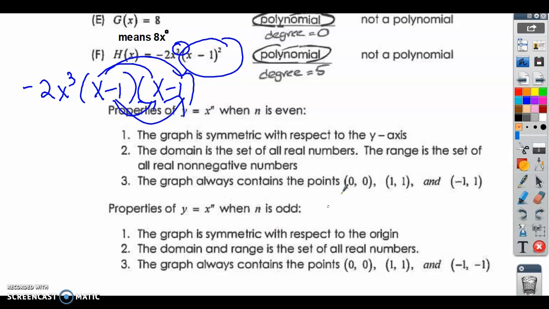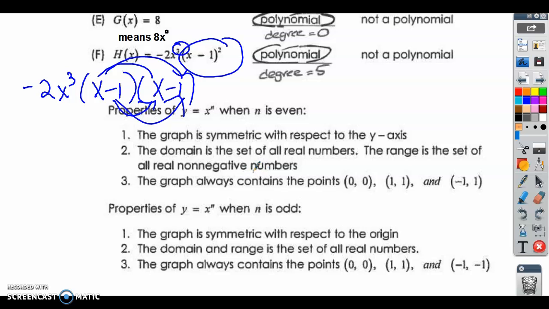So the properties of y equals x to the n whenever n is even. We did a lot of this with parent functions back in Unit 1, but now we are going to change the exponent and say, okay, when n is even, the exponent, what happens, and when the exponent is odd, what happens.